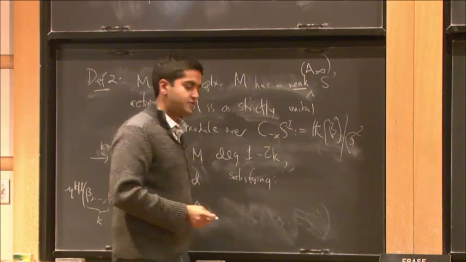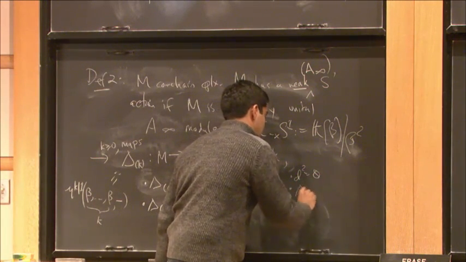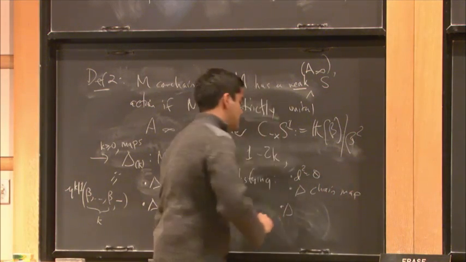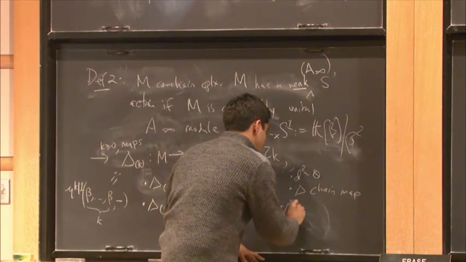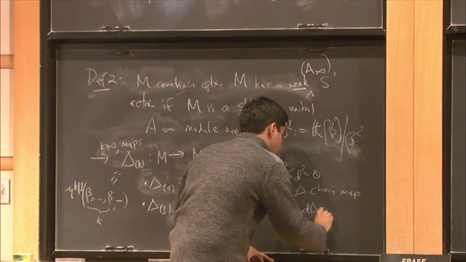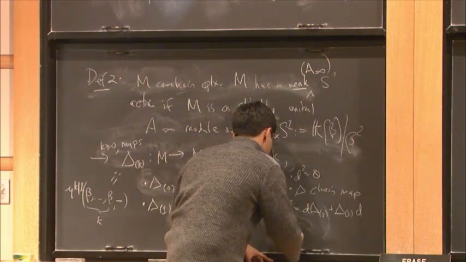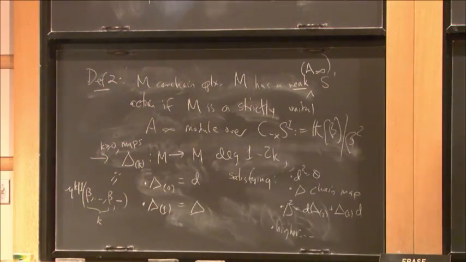And what equations do they satisfy? Well, they satisfy d squared equals 0. Delta is a chain map. And the next equation it satisfies is what I wrote down: delta squared equals d delta 2 plus delta 2 d. And higher coherences, let's not worry about them for the talk.